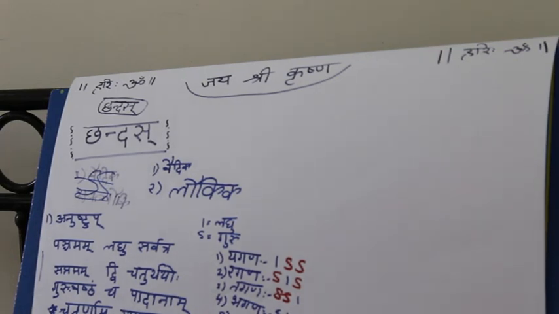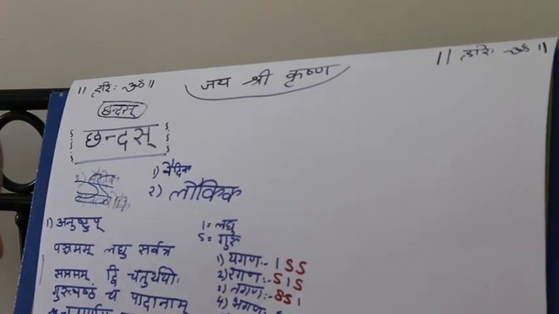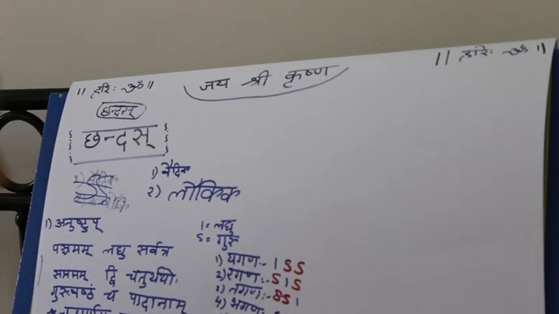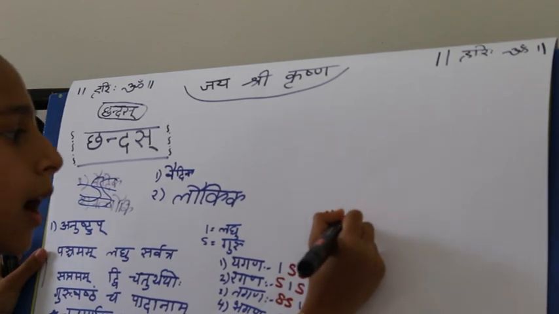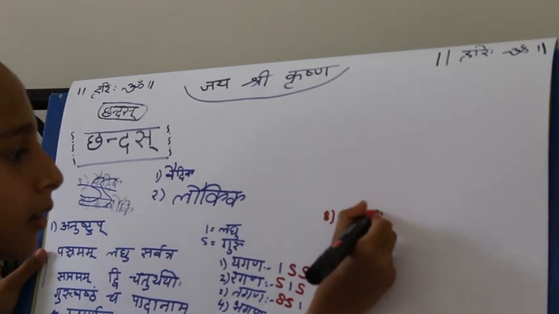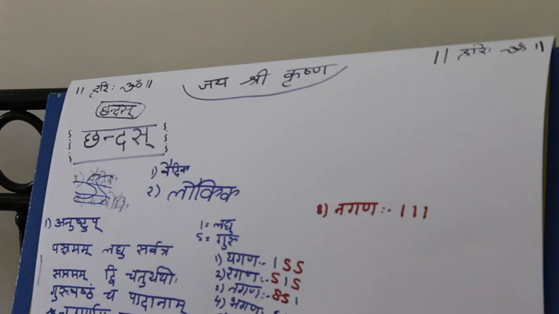If you know all of these, it's very easy. Bha, ja, sa, ya, ra, ta. Then come the last two. Seventh is Magana, in which it is S and S, fully S. Then comes the eighth, the last one, Nagana, which is fully I. So this is the way it goes.